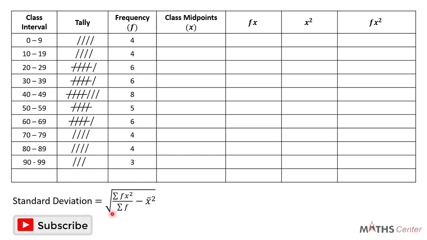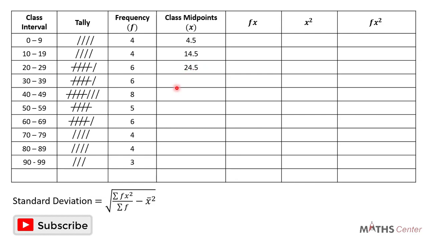We know that the standard deviation is equal to the square root of sigma fx squared divided by sigma f, minus the mean squared. We will have to find the class midpoints. We get them by adding the lower class limit to the upper class limit and dividing the result by 2. So the first one is 0 plus 9 divided by 2, that is 4.5. The next one is 10 plus 19 divided by 2, that is 14.5. The next is 20 plus 29 divided by 2, that is 24.5.